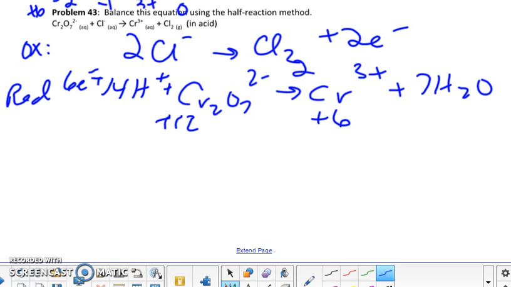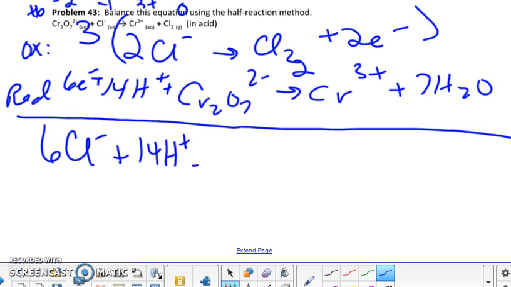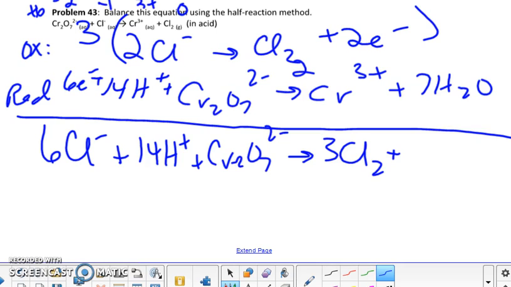Okay, all right. So now I need to add the two half reactions together. Looking at the oxidation reaction, I am losing 2 electrons, but I'm gaining 6. I can't do that, so I have to multiply this by 3 and then add everything through. Let me add the 2 sides together. I get 6 Cl- plus 14 H+ plus Cr2O7 2- to make 3 Cl2 plus 2 Cr3+ plus 7 H2O.